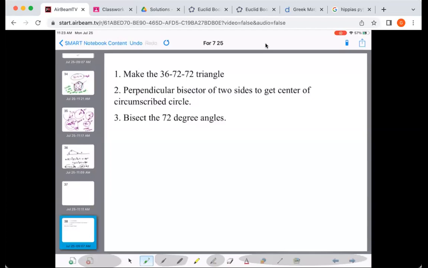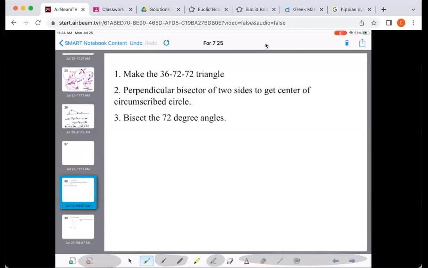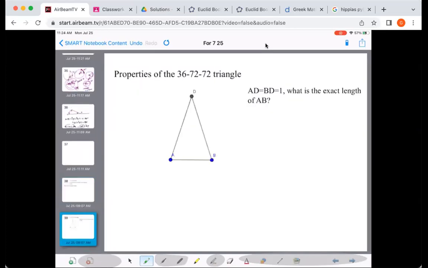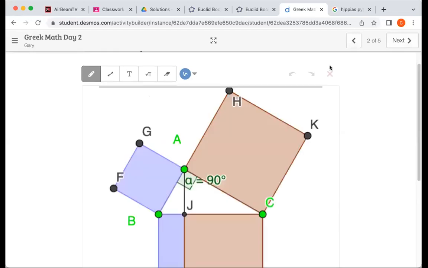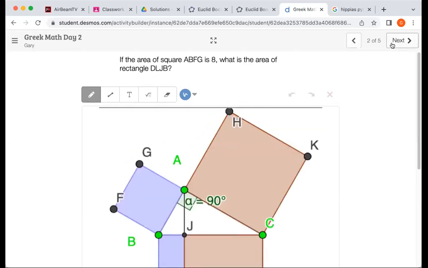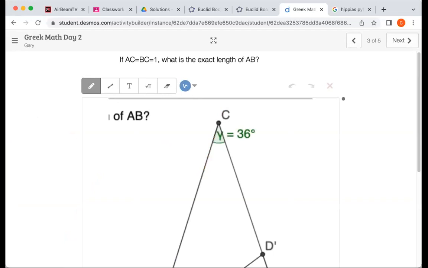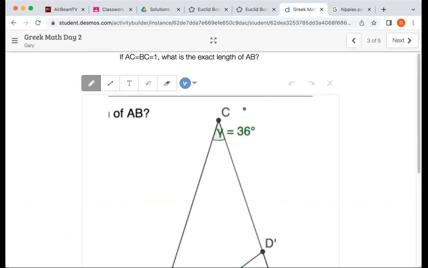Then make the circumscribed circle and bisect the angles. The hardest step is the 36, 72, 72 triangle. So here come our facts. I actually made a little question. I should have told you. This one you could get really quickly, question 2. But then question 3 is the 36, 72, 72 triangle.